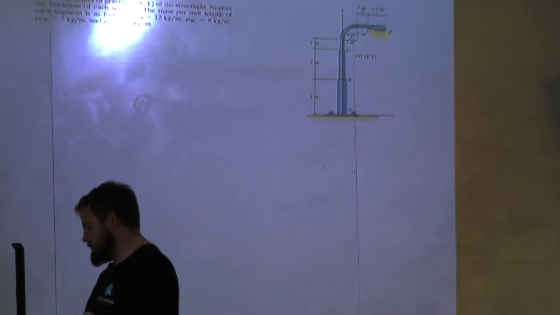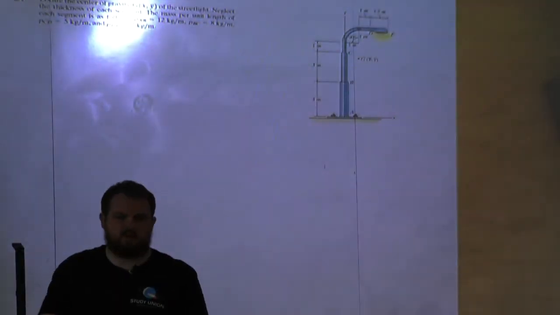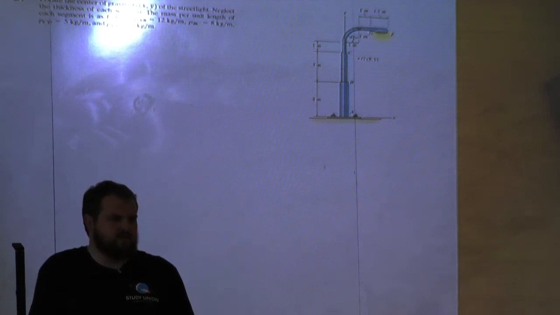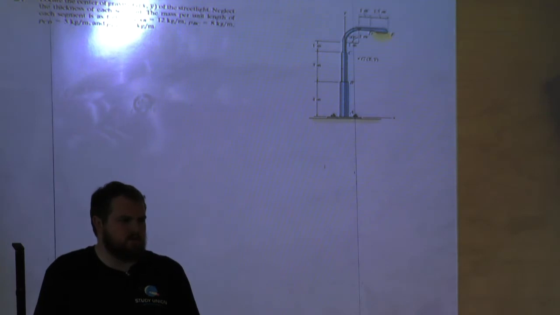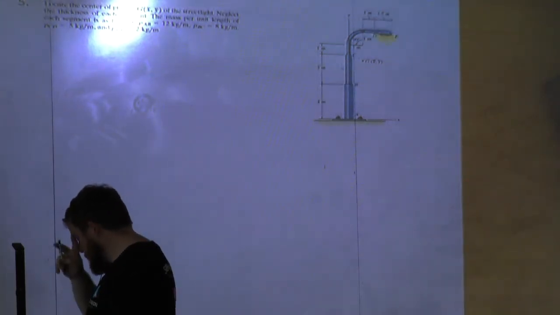So that's an interesting thing they gave us in this problem, these rho values. In order to find the mass, which we need for center of gravity, we need to multiply these by the length of each part. So we're going to have to find the length of each part as well.